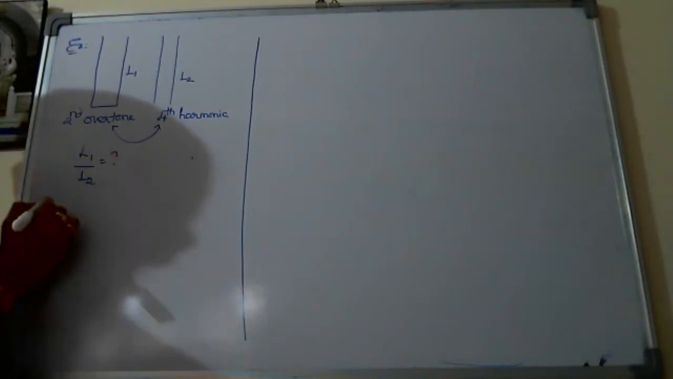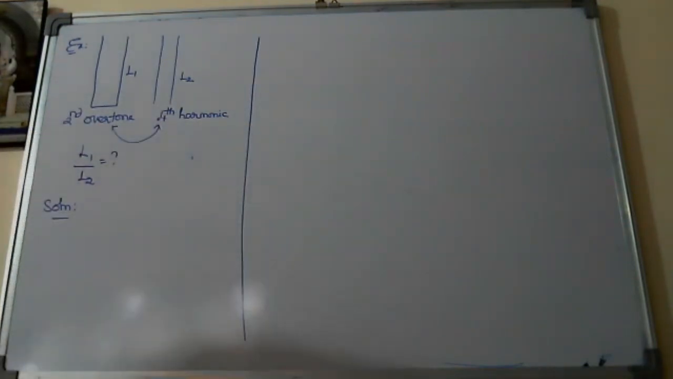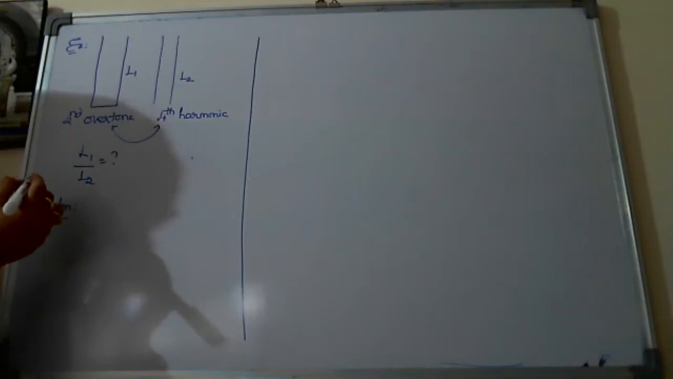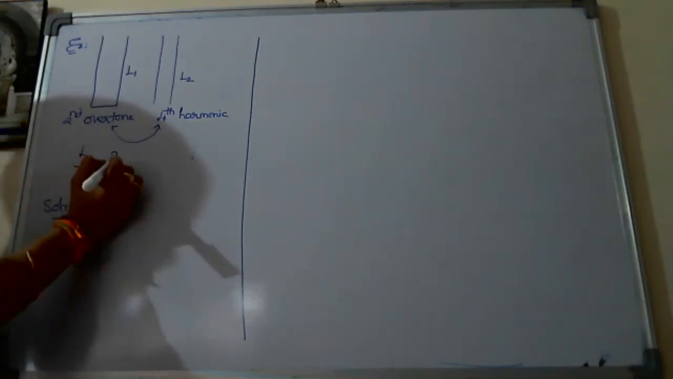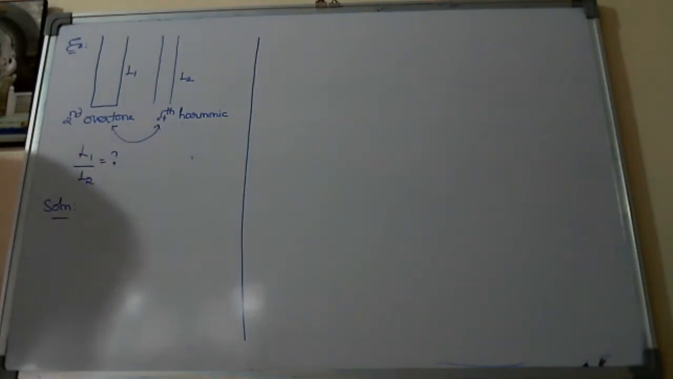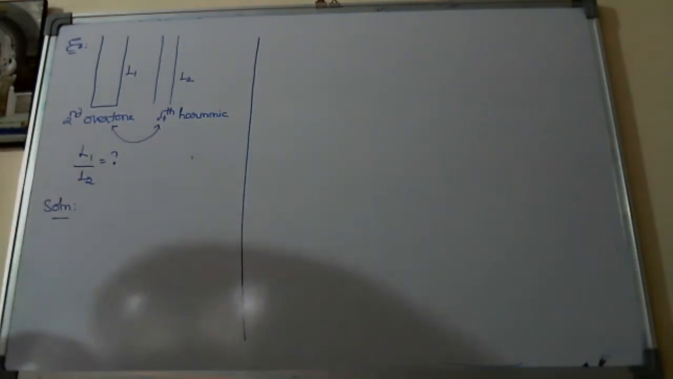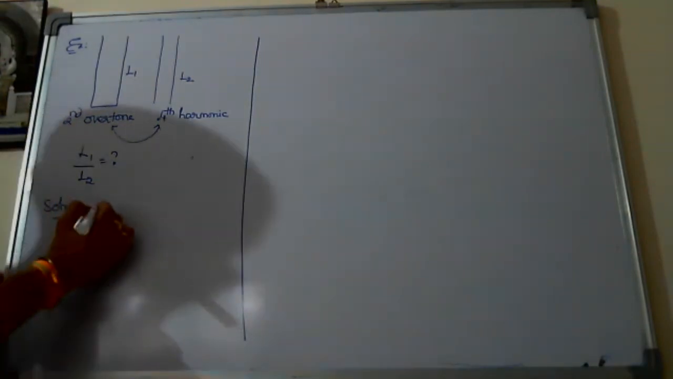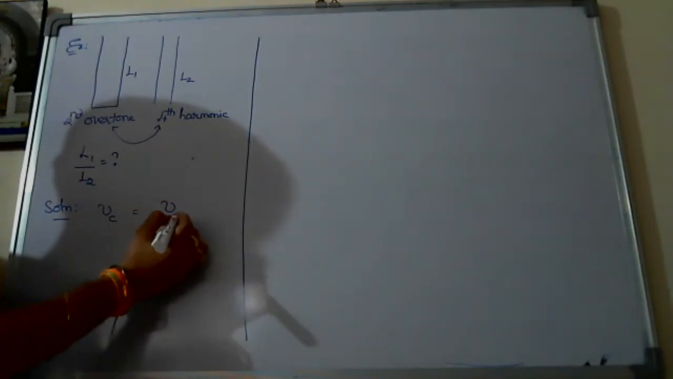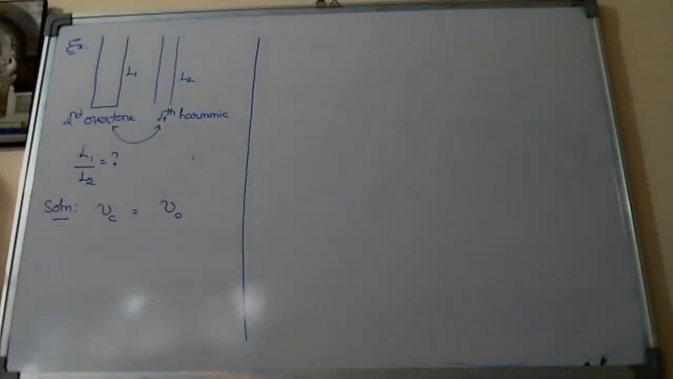If they ask, here, how to start this question, Anand? Okay, they are said to be in resonance. In resonance means what? Their frequencies are equal, sir. Okay. So frequency of closed pipe is equal to the frequency of open pipe. Very good. Closed pipe is in second overtone. Second overtone means what will be the frequency?